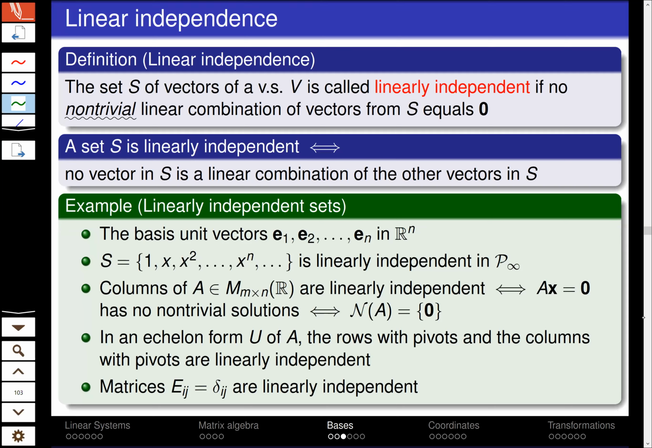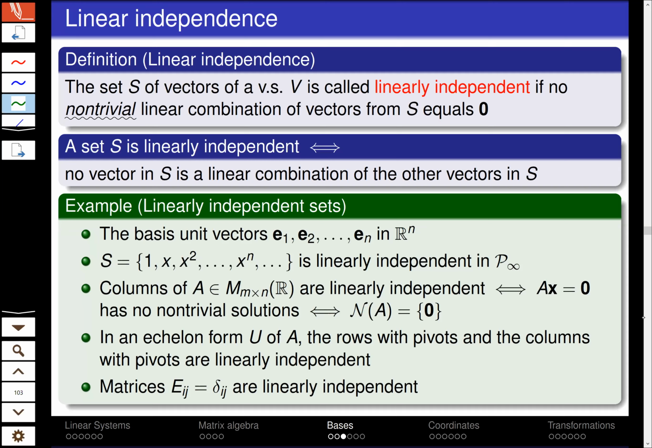Because whenever you take any linear combination of these, what you'll get is the matrix where these coefficients stand on the respective places. Yes, please. Can you please tell more about non-trivial solutions except of only zeros? Are there any other non-trivial solutions?